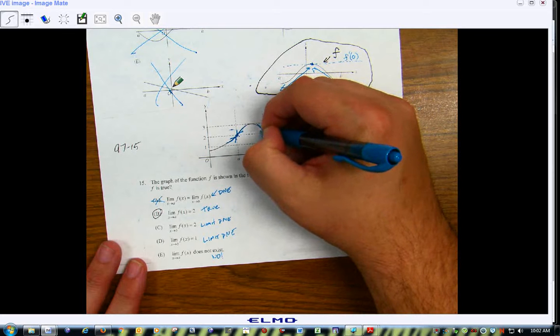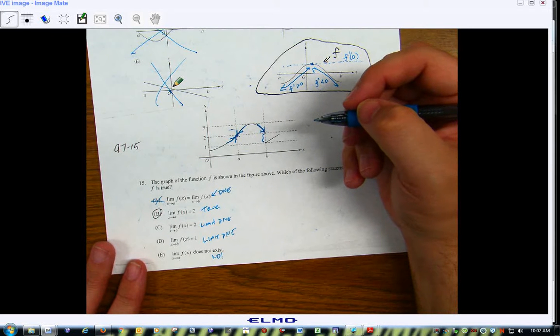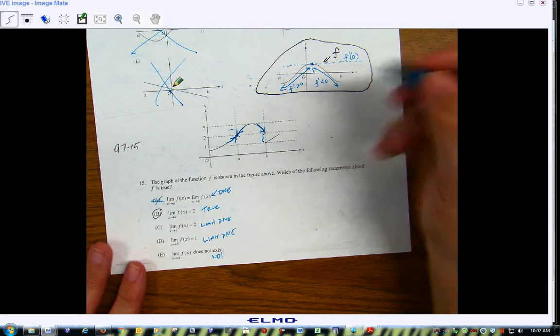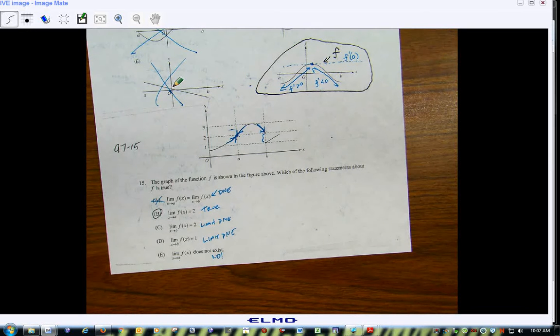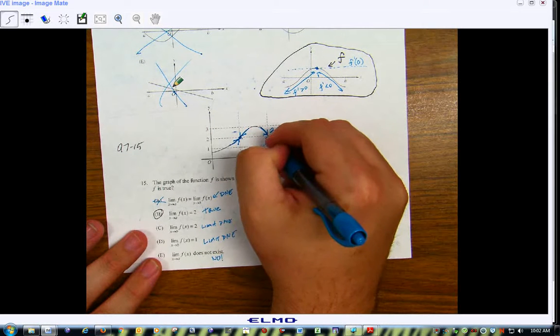It just matters. Remember what limits are. Limits are looking at, you're not looking here, you're looking in your peripheral vision. You're looking at what's going on this way, what's going on this way. So this guy's going to 2, this guy's going to what? To 1. They don't agree. So it's like, bam, doesn't work. We want limits to do this.